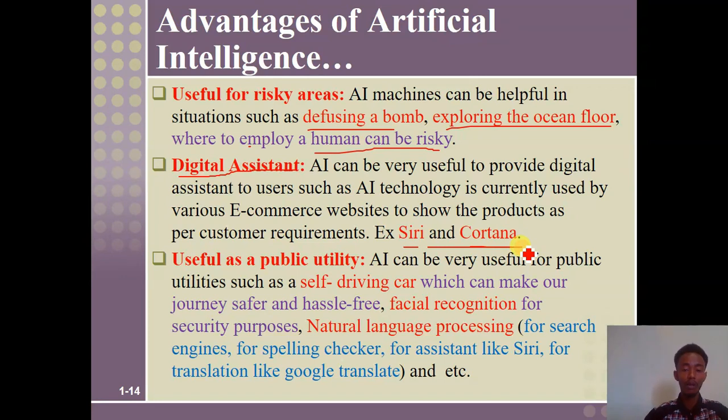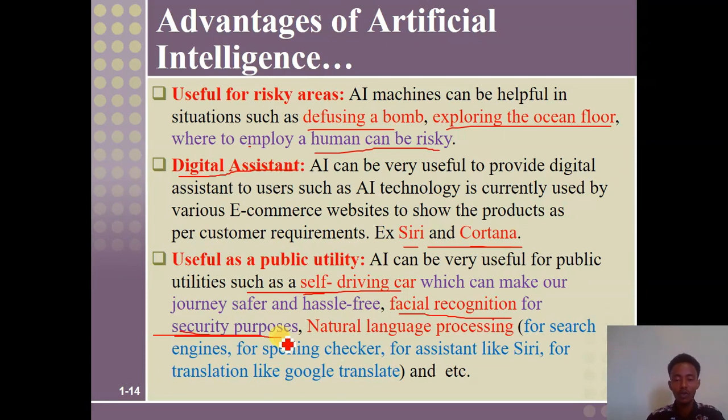So another one is usefulness as a public utility. For the sake of public utility, to give public service, artificial intelligence is very necessary. It can be very useful for public utility. For example, public utilities such as the self-driving car, to have a safe journey, and also facial recognition for security purposes. For example, in big buildings and big companies there is a facial recognition system. It allows only the people who are there to enter. If a new face comes, it does not let them in. For security purposes, it recognizes our face. It only lets in the employees of that company, or if there is a new face it detects it. When it detects, it sounds an alarm for the police.